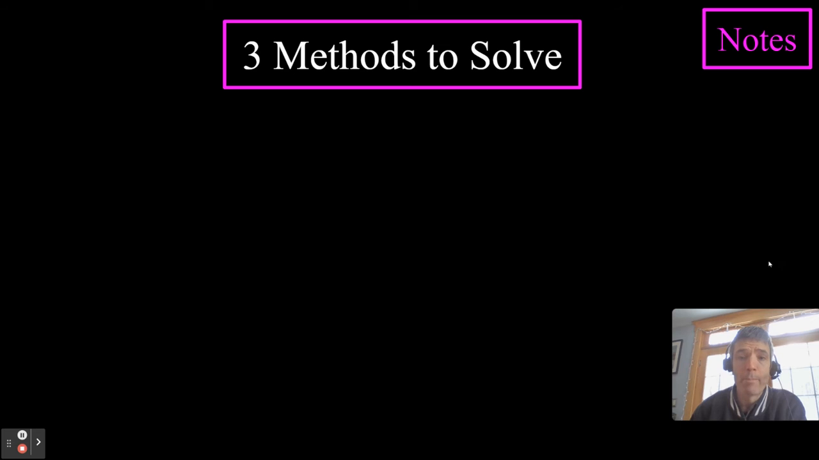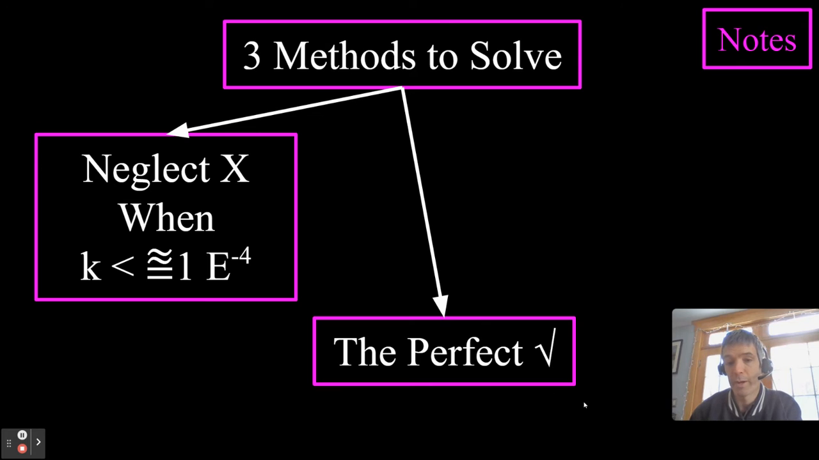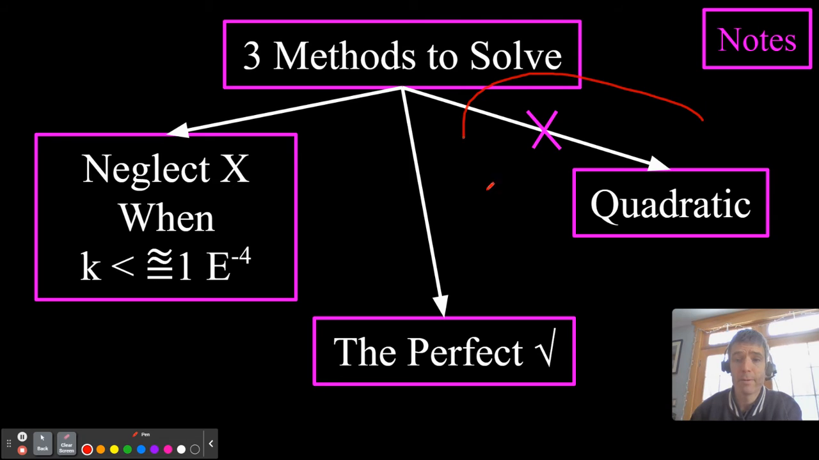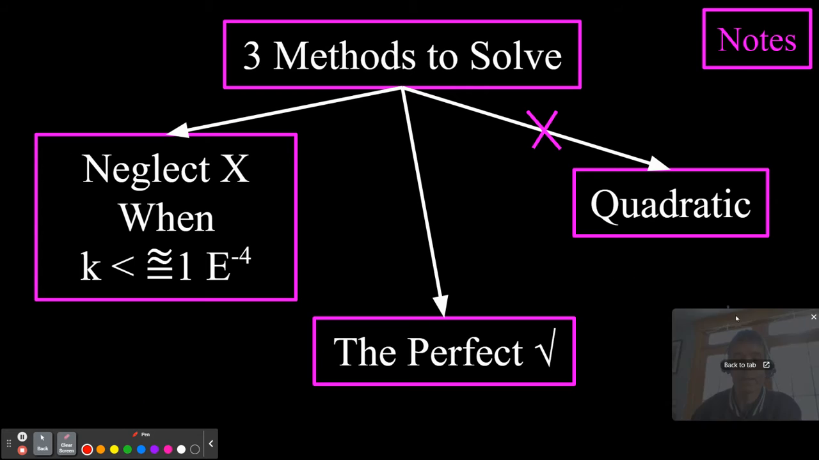When we do these, there are three real methods to do them. The one is where you neglect the X, and this is really for a small K value, meaning your forward reaction almost doesn't happen. The other is called the perfect square, and the last one is the quadratic. Now, this one up here, we're not going to do in this video because it's very uncommon on the AP, so I'm not going to go over it.